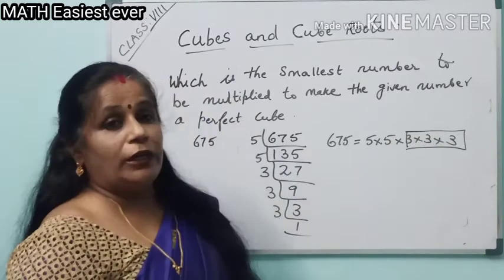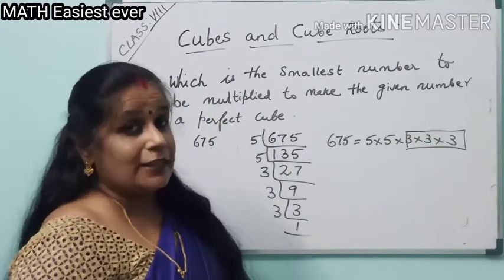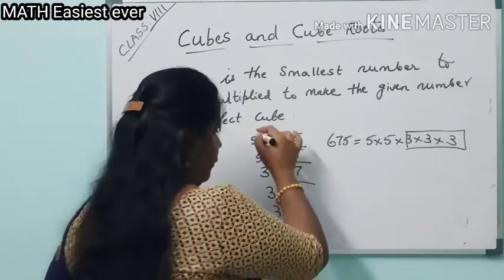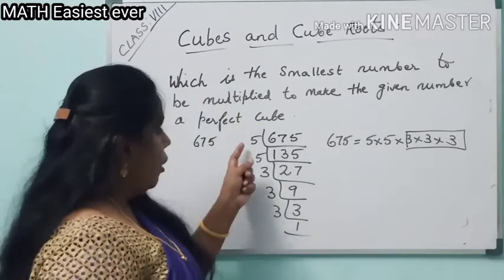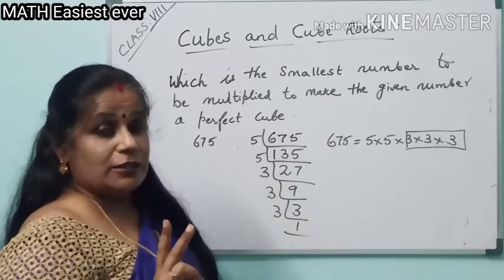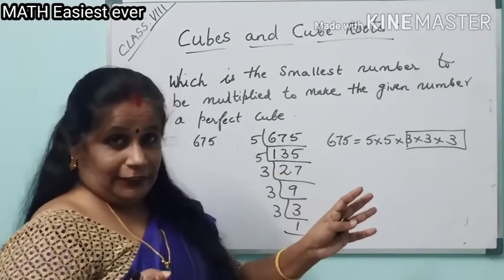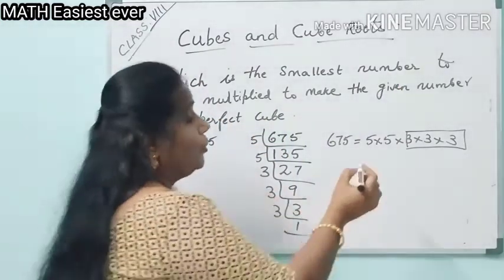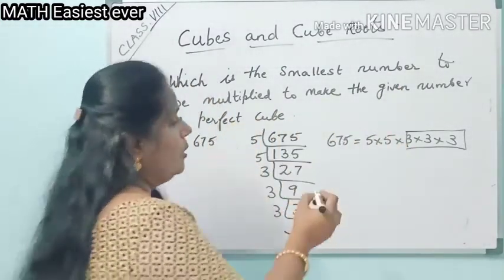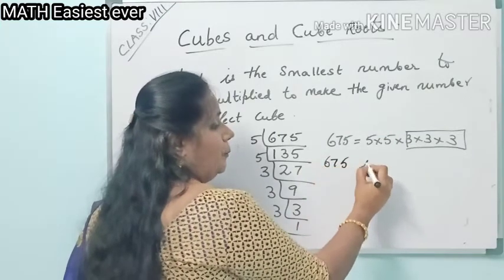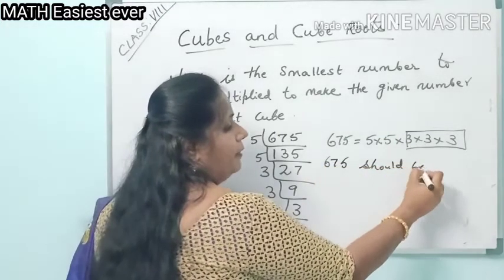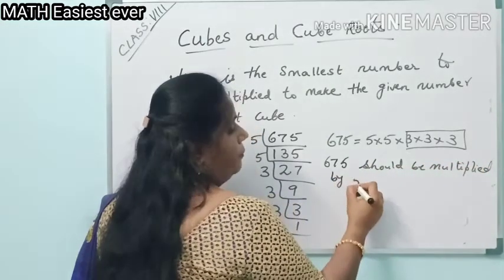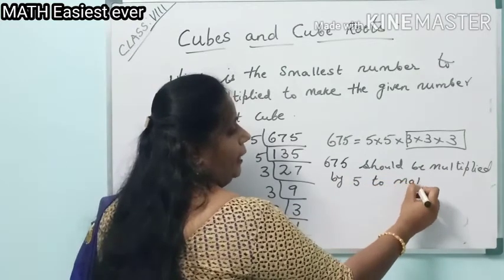But you have only 2 5s. If it is a cube root, you need 3 numbers. Then only you can group it and find out the cube root. But when you prime factorize 675, you got only 2 5s and you have 3 3s, right? So, what is the smallest number to be multiplied to make it a perfect cube? You need one more 5. So, 675 should be multiplied by 5 to make it a perfect cube.